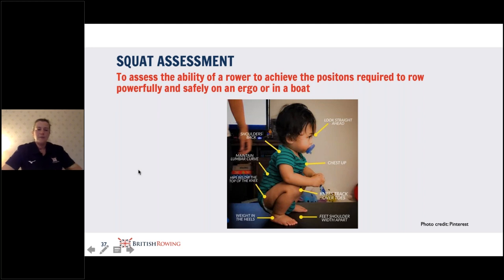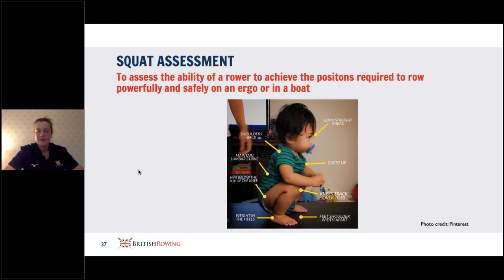We want to assess the ability of a rower to achieve the positions required to row powerfully and safely on an ergo or in a boat. The reason I put this picture here: if you have a toddler, watch them squat. They're absolute experts at it. We lose this as we start to grow, but toddlers are brilliant at squatting. They keep their heels on the floor, get a really deep squat, and keep their balance most of the time as well.